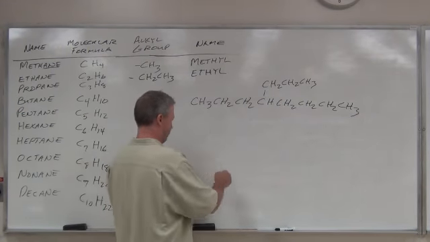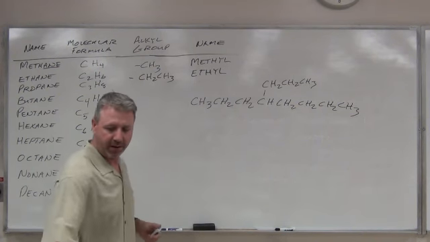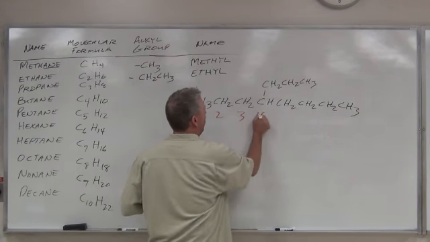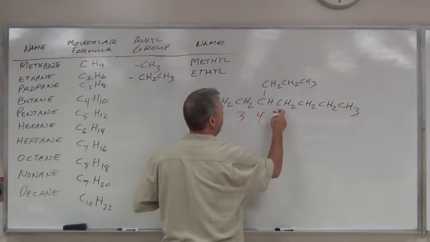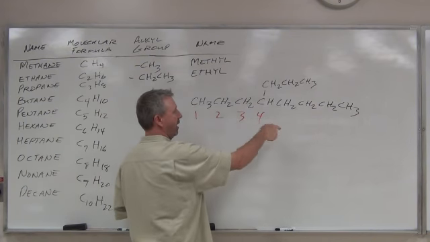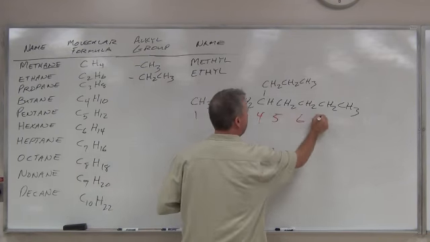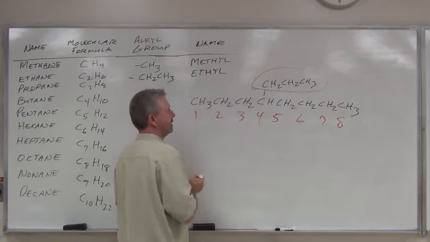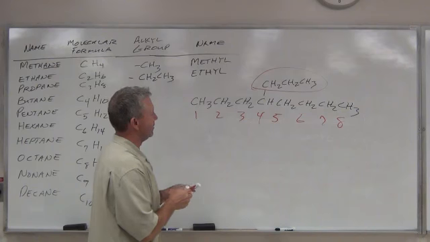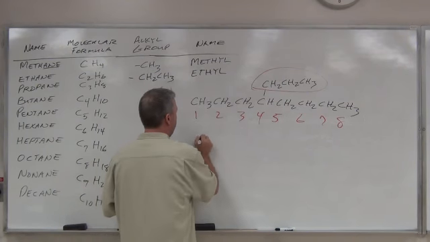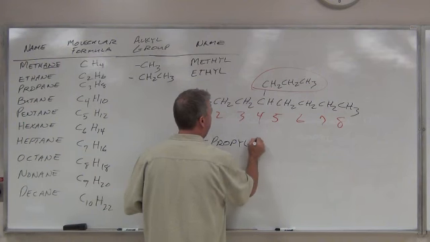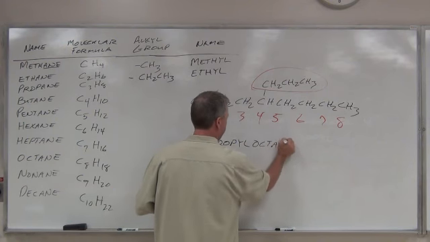My first point of substitution: 1, 2, 3, 4, 5. I'm going to go this way. I've got a substituent group. There it is. It's propyl. It's located at carbon number 4. This is 4-propyl-octane.